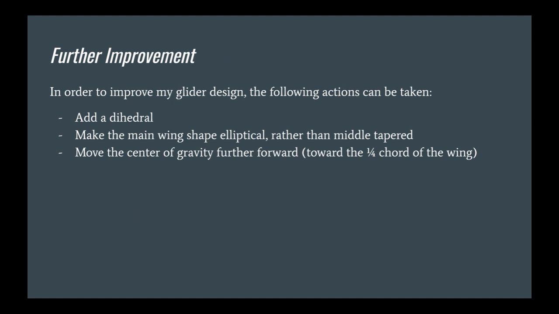In order to improve my glider design, the following actions can be taken. I can add a dihedral, allowing for more aerodynamic flight according to various aviation sources. I can make the main wing shape elliptical rather than middle tapered, reducing drag. And finally, I can move the center of gravity further forward, more towards the quarter chord of the wing.